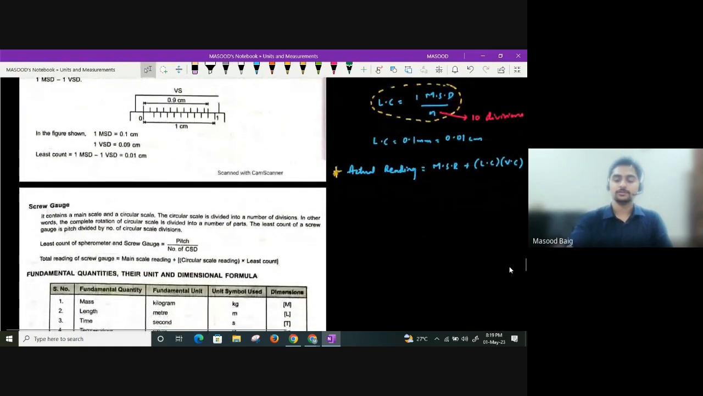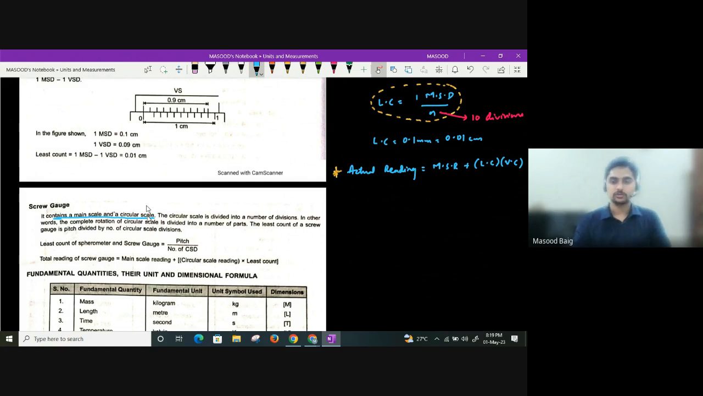In the same manner, you have the screw gauge. When I talk about screw gauge, guys, it also has two scales, just like the vernier caliper. You have a main scale, but in place of a vernier scale, here you have a rotating circular scale. In the vernier scale, we generally have 10 divisions. Here in the circular scale, you will have 100 divisions, guys.